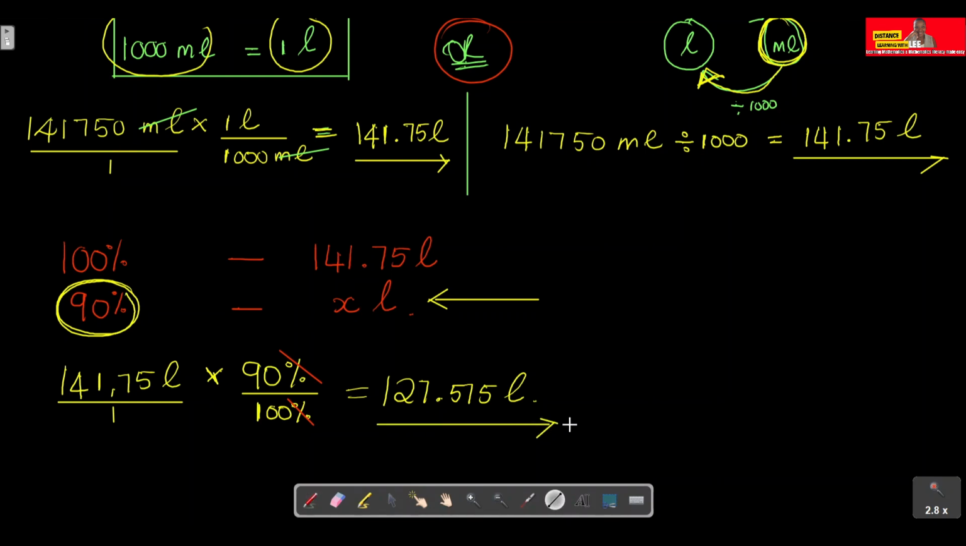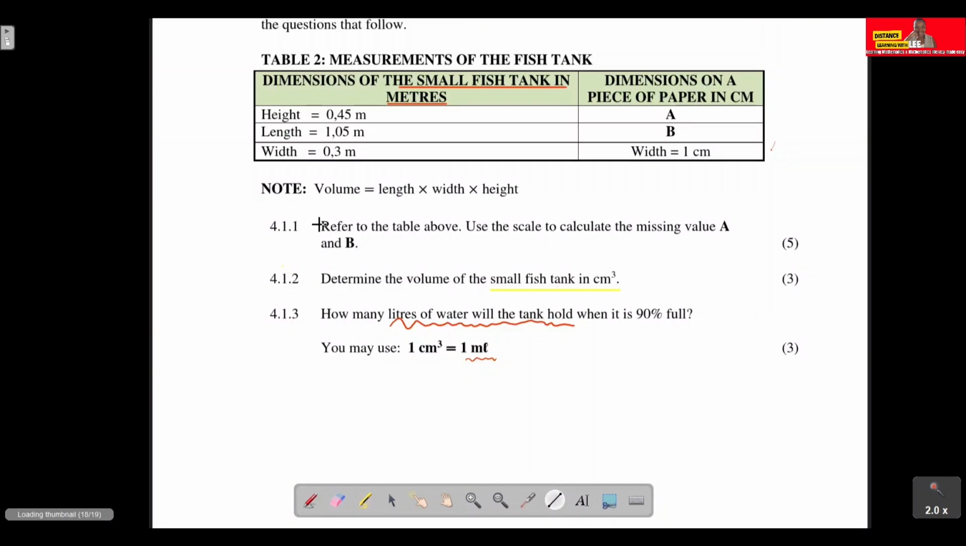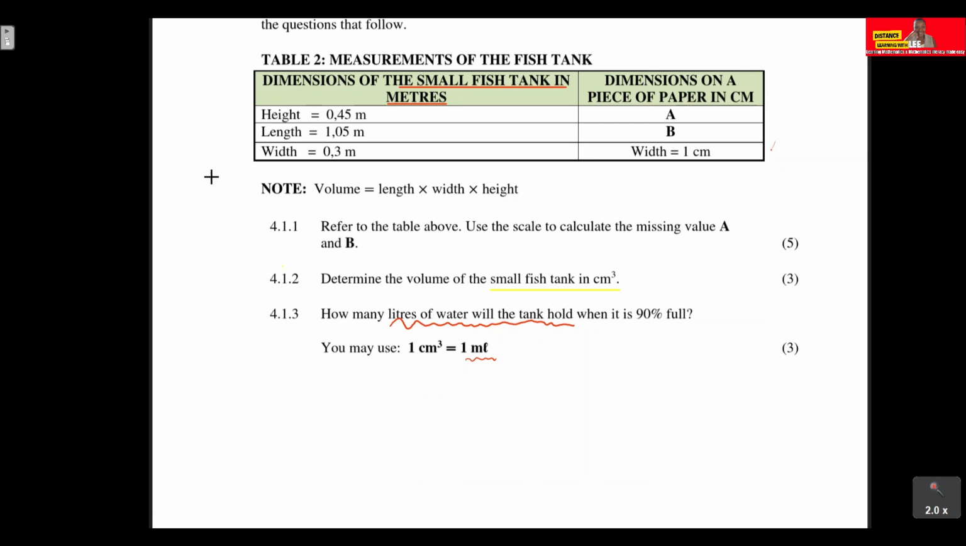So that's it for question number 4.1, where we basically had to use a number scale to determine dimensions on paper, where we had to calculate a percentage of water that is in our fish tank, and also determine volume. And also where we had to do some conversions.